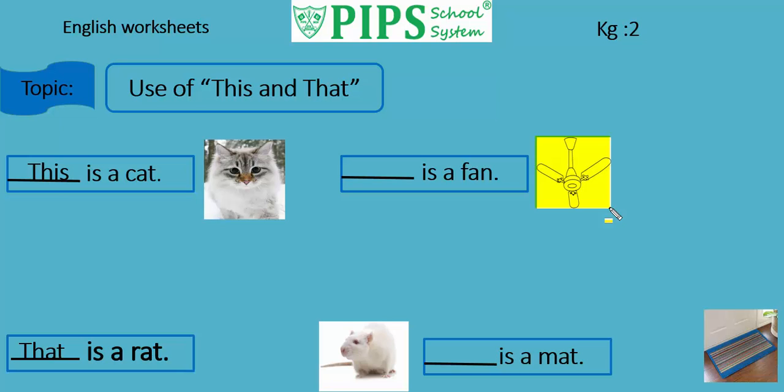The next picture is a fan, and the fan is near to me. Therefore, I will write here this. This is a fan. Read with me. This is a fan.